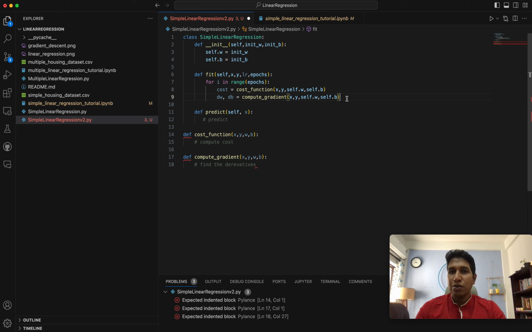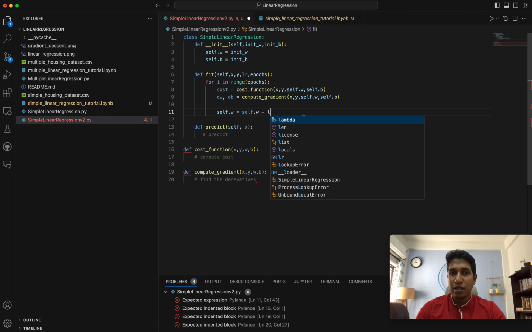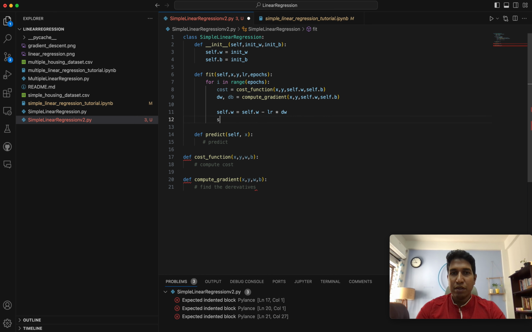So once we calculate these values, we have to then update our self.w, right? That is where the learning rate comes into the picture. We want to decide how much we want to update w based on the learning rate. So self.w equals self.w minus learning rate times the derivative of w. Okay, same thing for b: self.b minus lr times the derivative of b.